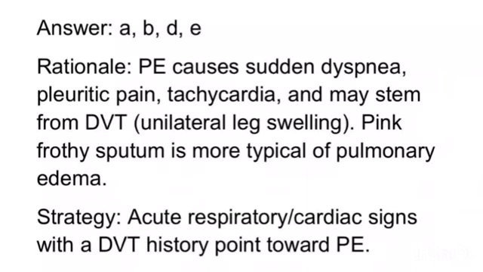Rationale: PE causes sudden dyspnea, pleuritic pain, tachycardia, and may stem from DVT, with unilateral leg swelling. Pink frothy sputum is more typical of pulmonary edema. Strategy: acute respiratory or cardiac signs with a DVT history point toward PE.